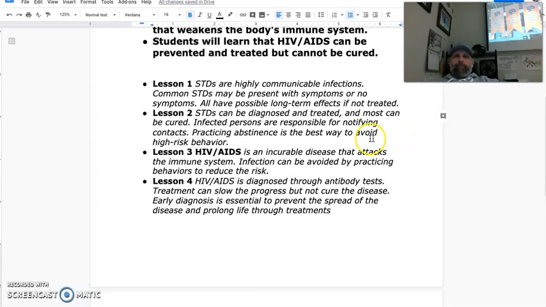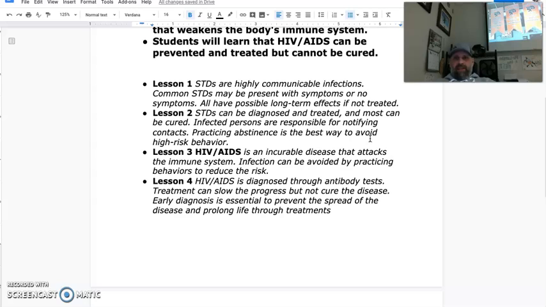Lesson 1 is just going to be talking about STDs, and how they're highly communicable infections. Common STDs may present symptoms, and they may have no symptoms. All have possible long-term effects if not treated.